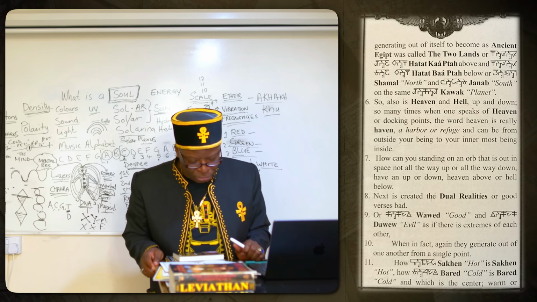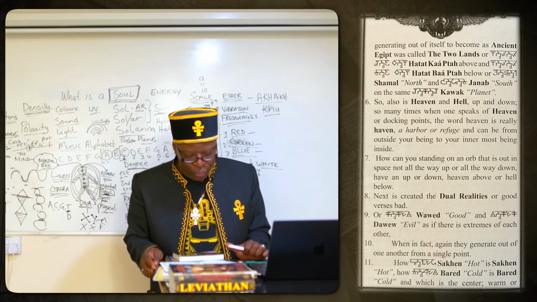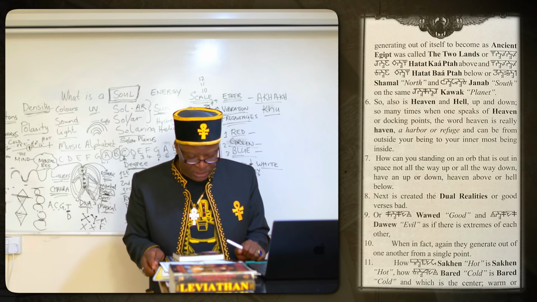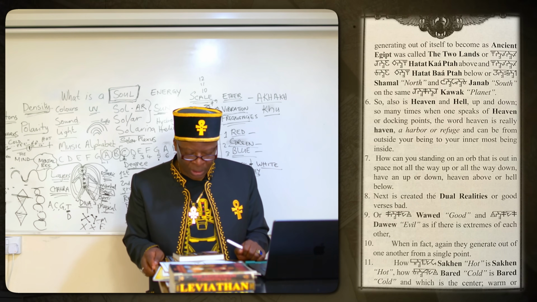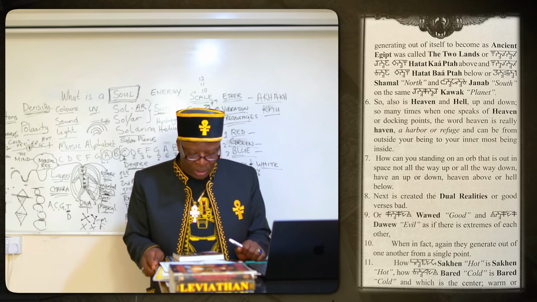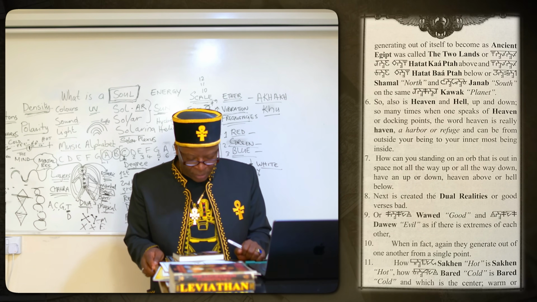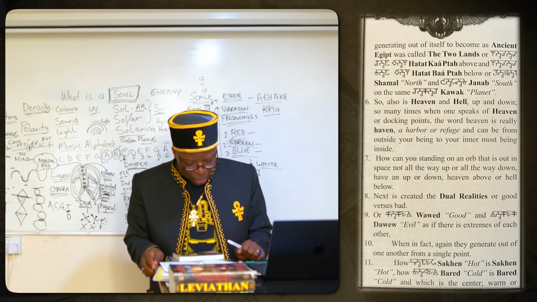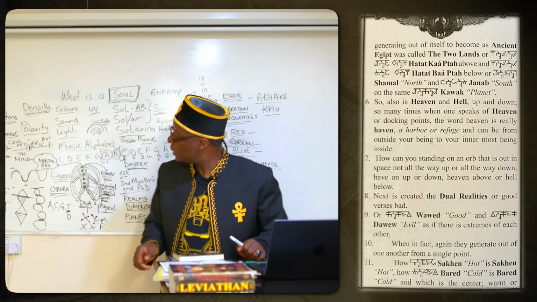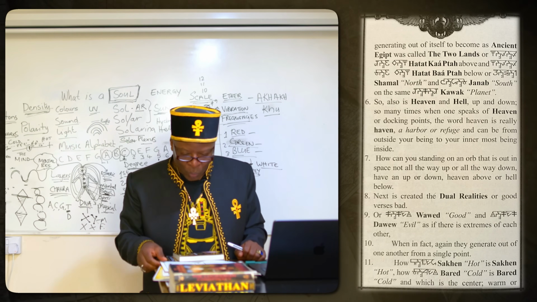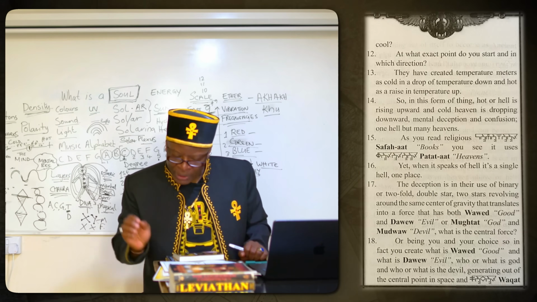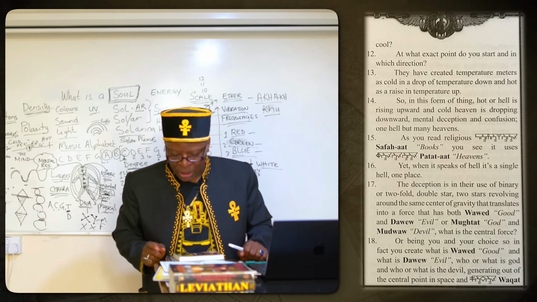So next are created the dual realities, or good versus bad, or wawed, good, and dawi, evil, as if there are extremes of each other, when in fact, again, they generate out of one another from a single point. How can sachen, hot, how can bared, cold, is bared cold, and which is the center? Again, going to what I was saying here, cold and hot, warm or cool. So the center will be the warm or the cool because of the mixture. At what exact point do you start and in which direction?